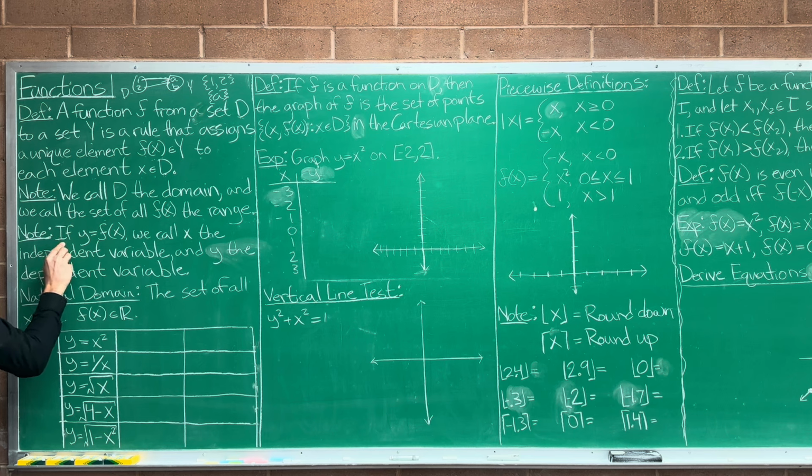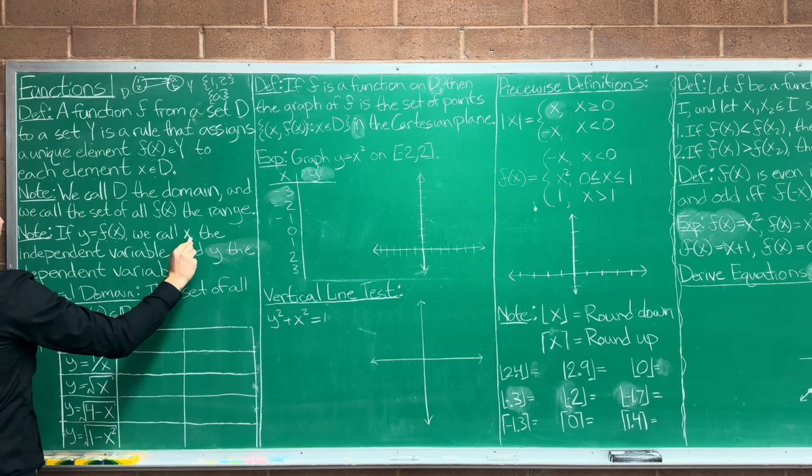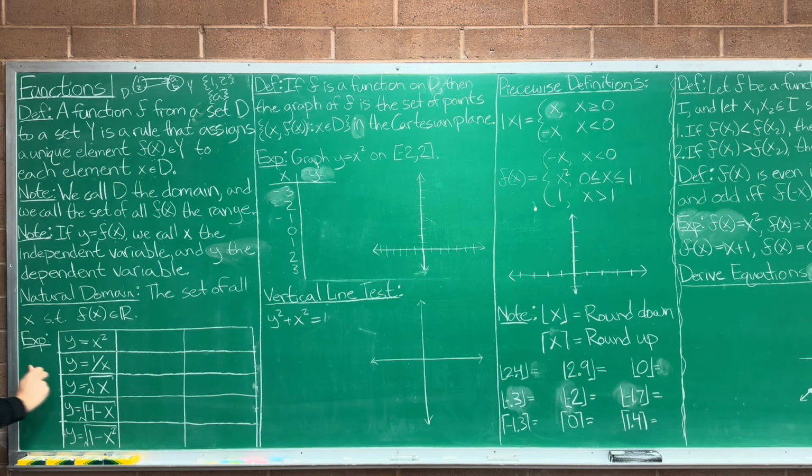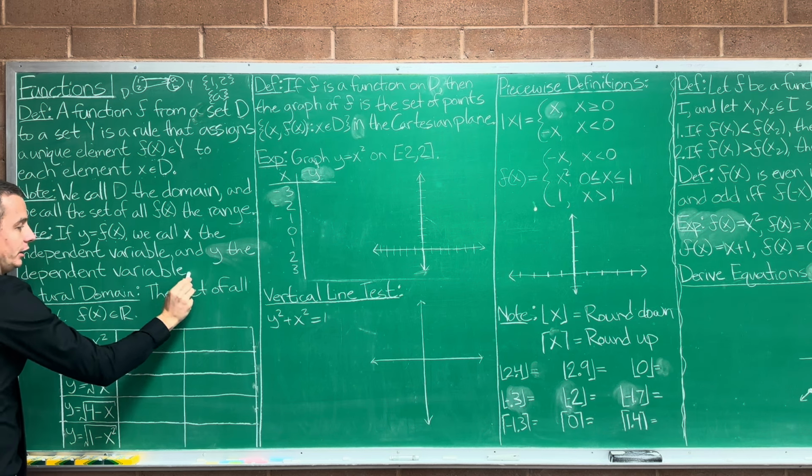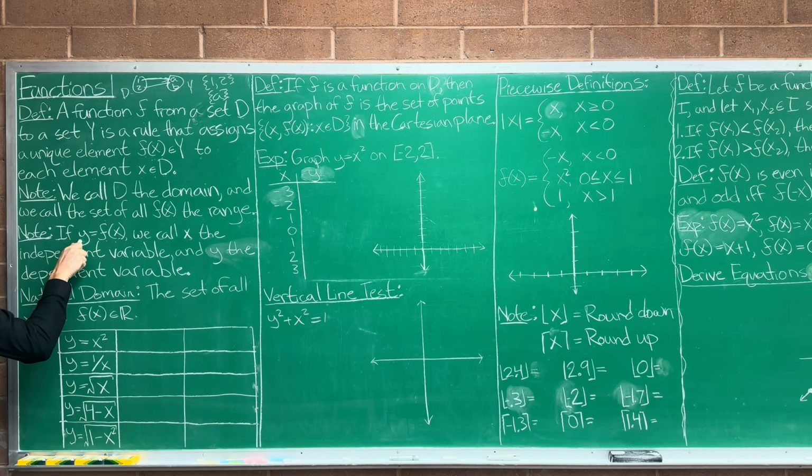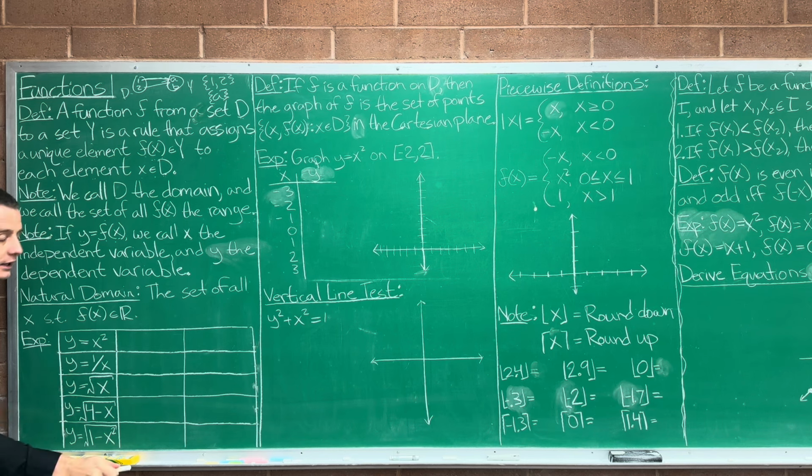More vocabulary. If y is equal to some function in terms of x, we call x the independent variable, and we call y the dependent variable. The value of y depends upon x for its value. You've got to give me an x for me to determine what a y is.